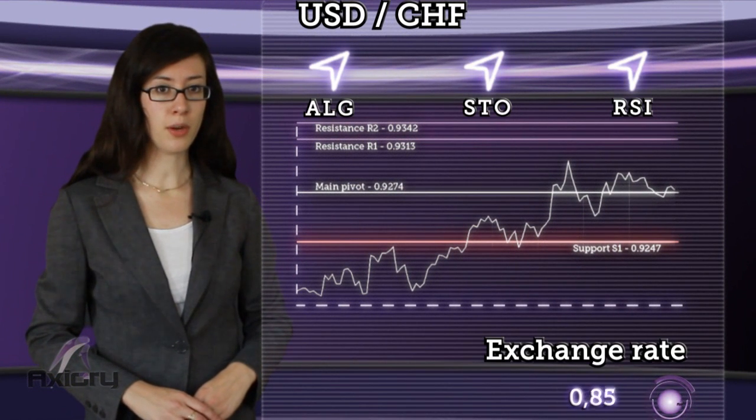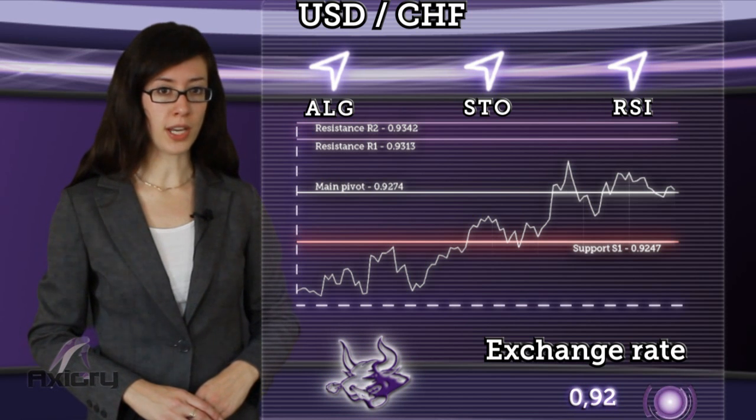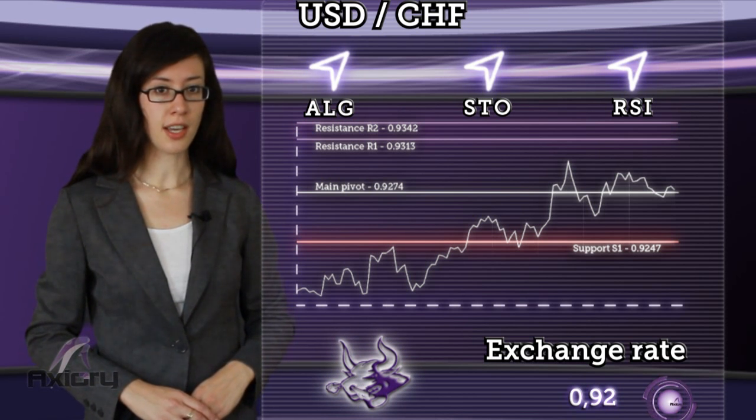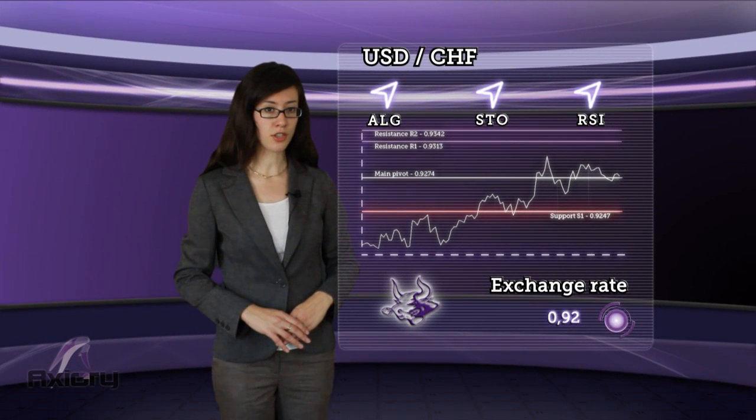Finally, our outlook for the dollar-franc. If price holds above daily pivot, we can expect rise towards resistance R1, and break above this level will open way to next objective at R2 resistance. But fall below daily pivot will negate previous assumption, and price will approach support S1. The vast majority of our indicators and chart analysis in the dollar-franc show a bullish trend.